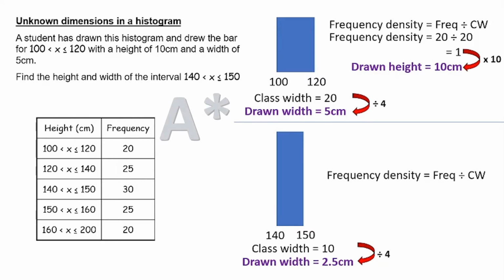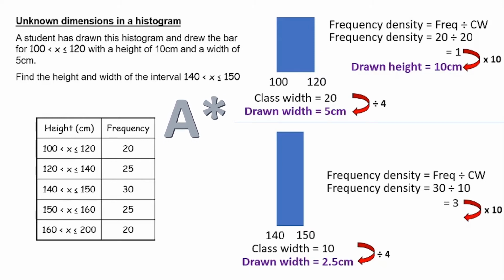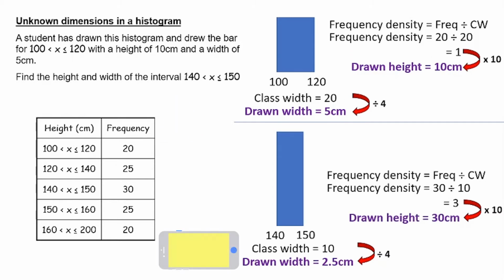Okay, let's get back to the heights. Frequency density we can calculate, and that comes out to be 3, and we know the scale factor to turn frequency density into a drawn height is to multiply by 10. So I can deduce that the drawn height for this bar is going to be 30 centimeters. So if you use this technique in the same way that I have, you will be able to identify the dimensions of any of the bars in a histogram.